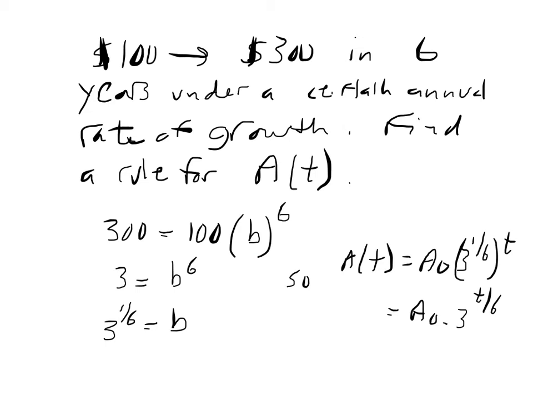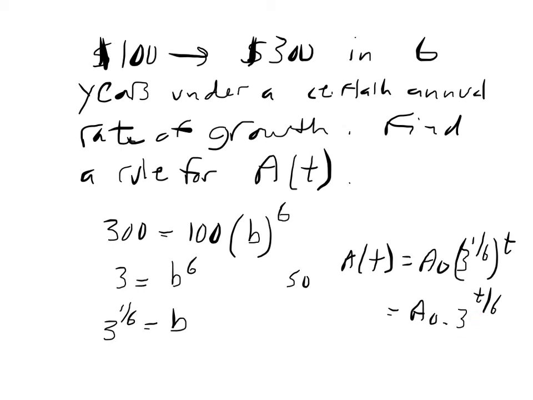Go ahead and solve for b. Divide each side by 100, and you get 3 equals b to the sixth. Take the sixth root of each side: 3 to the 1/6 equals b. So my exponential growth function, the amount I've got after t years, is my initial amount times 3 to the 1/6 raised to the t power. Use your law of exponents to write that as t over 6, and I get my rule as the initial amount times 3 raised to the t over 6 power.